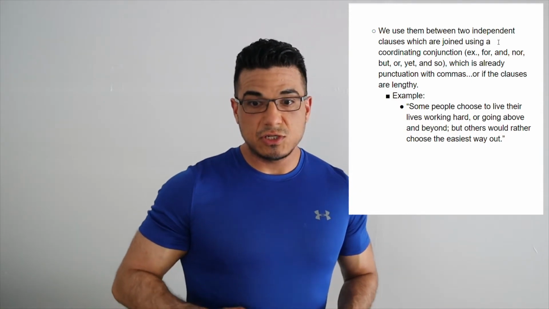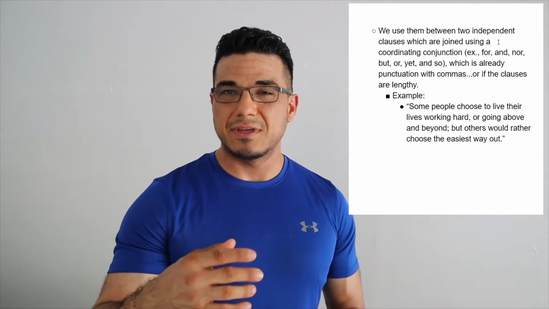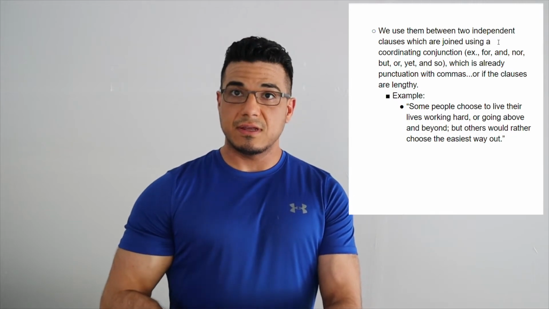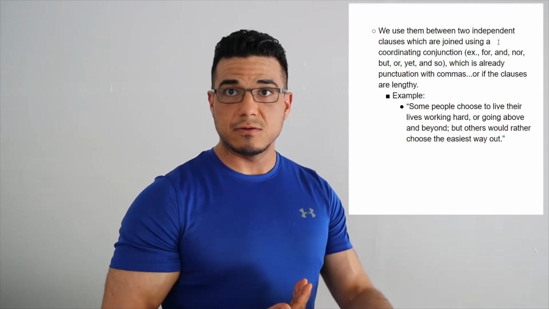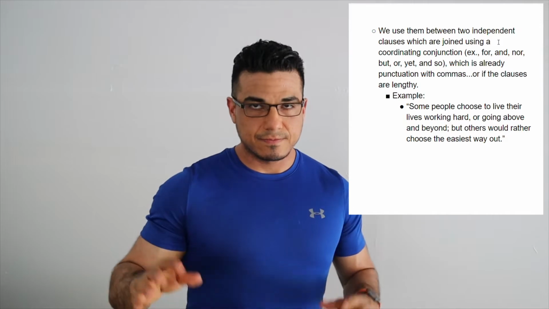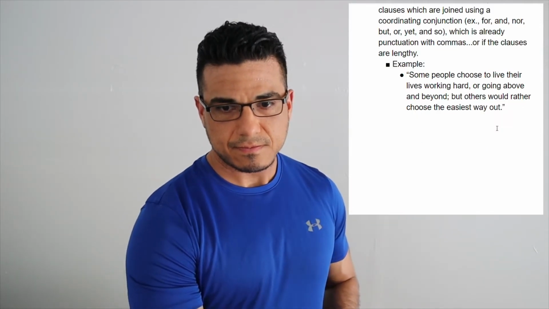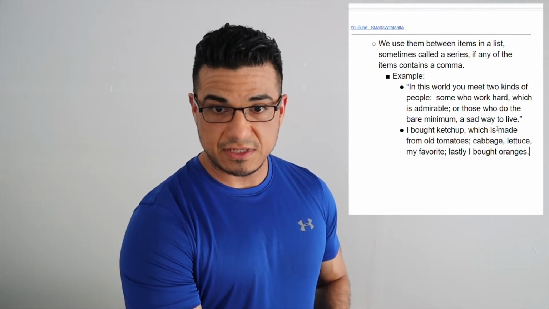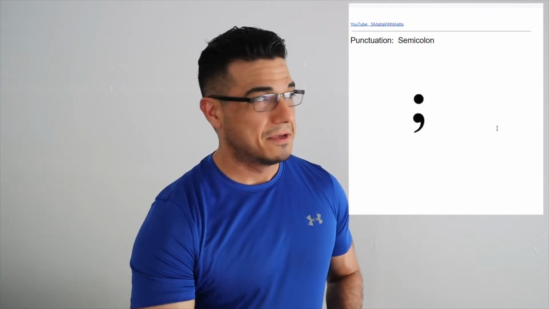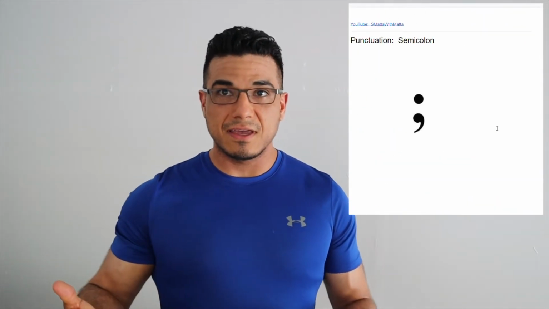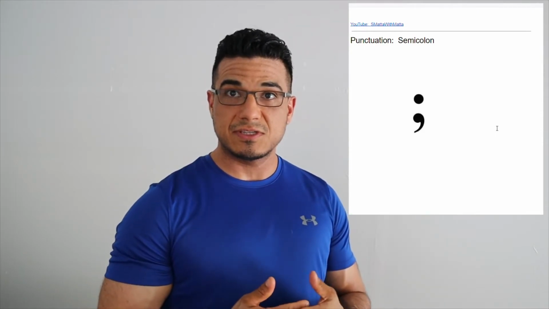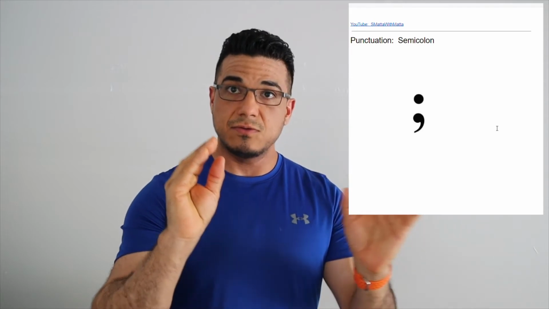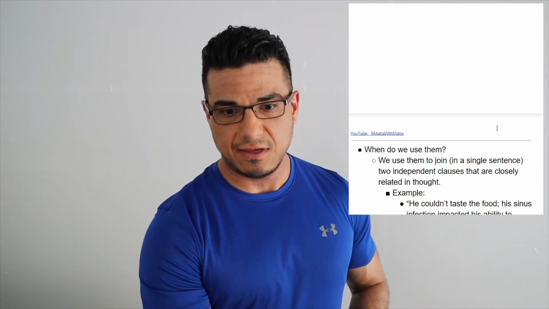But others would rather choose the easiest way out. So then again, I've got another coordinating conjunction, which is but, which follows the semicolon. So that's another example. All right, looking again at a semicolon, physically you see it here. It is different than a colon, right, which usually denotes something afterwards like a list. Instead, this is used to link two independent clauses, which we also discussed.